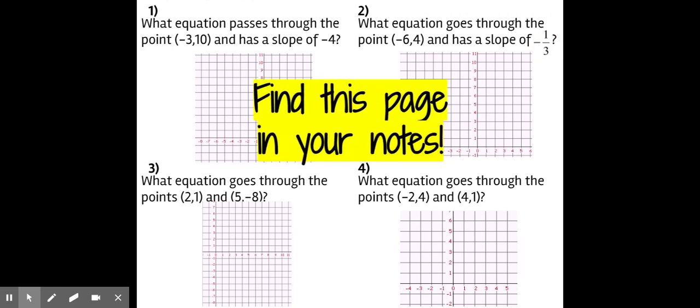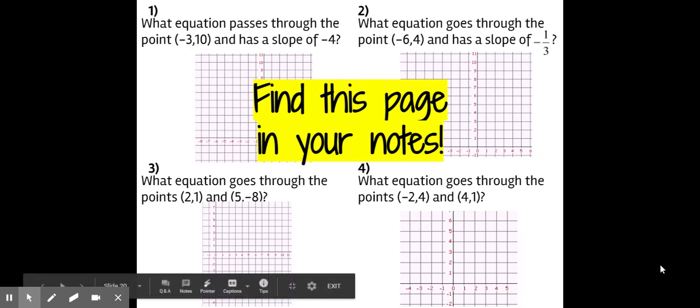We are going to begin by graphing each one of these problems, and then I'm going to show you how to solve each one of them algebraically. Let's begin.